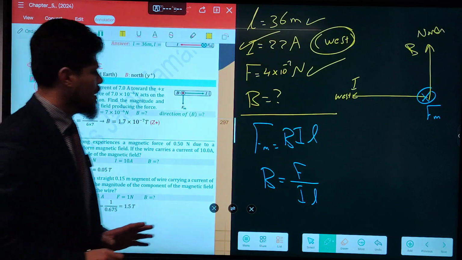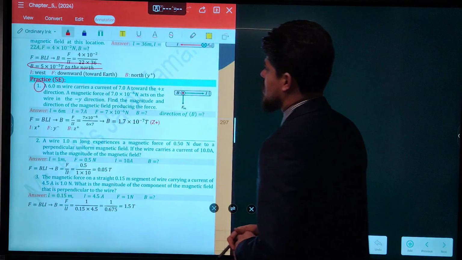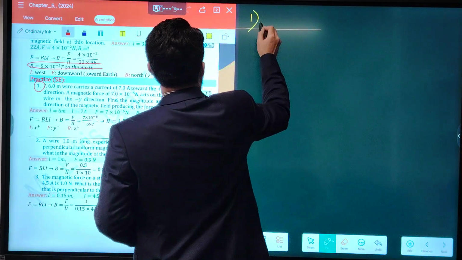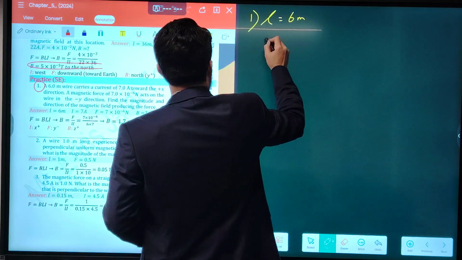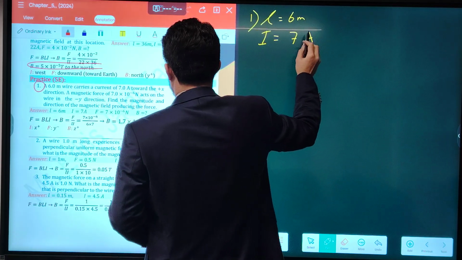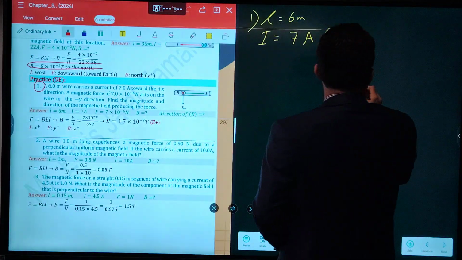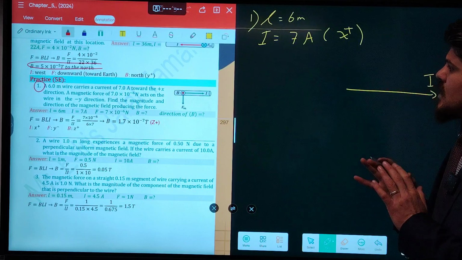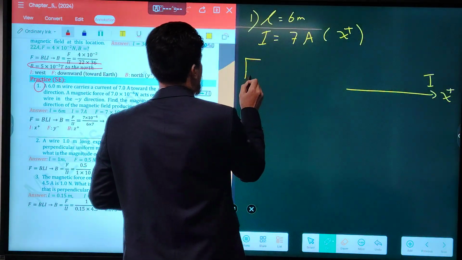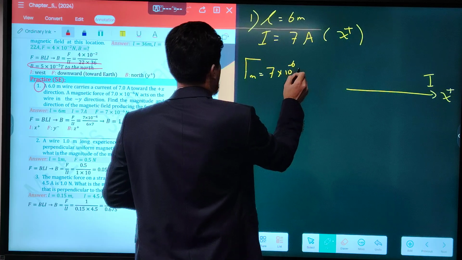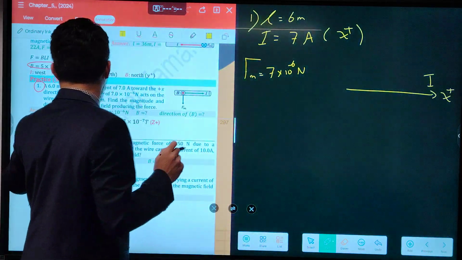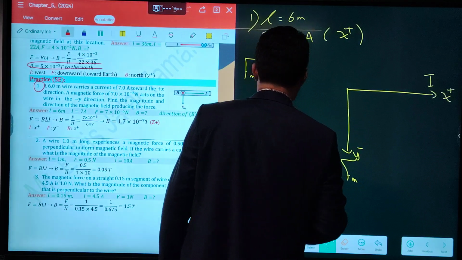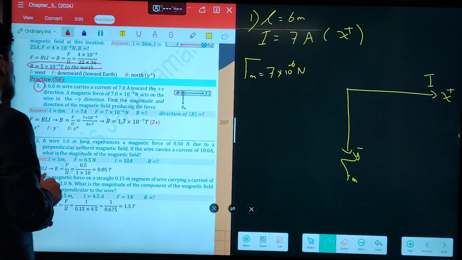Question 1 in practice 5E. A 6-meter wire carries a current 7 ampere. L is 6 meter. Current 7 ampere toward X. X is positive. This is the direction of the current. Okay? A magnetic force 7 times 10 power negative 6 Newton acts in the Y direction. This is force. Y negative. Negative Y direction. Find the magnitude and direction of the magnetic field.